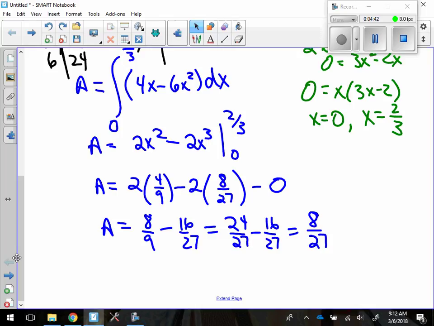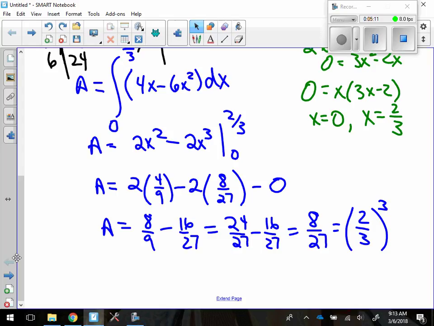Which is like an awful answer. But I feel compelled to write it that way. I don't know why. I just do. All right, did I get the right answer? Okay. Good. It really is this simple.